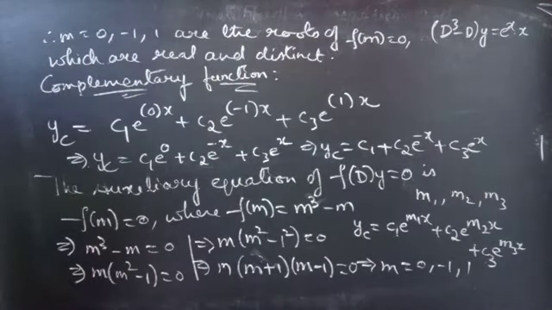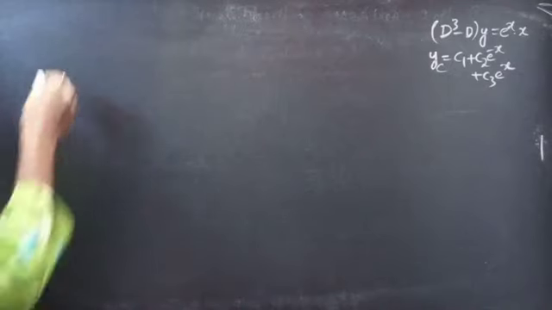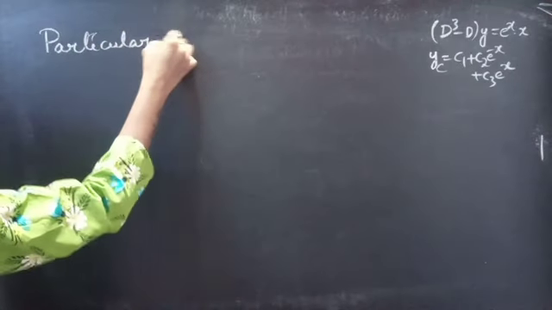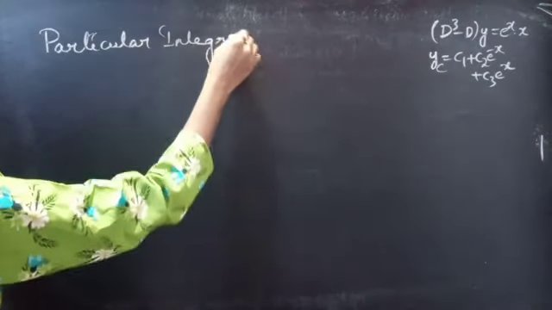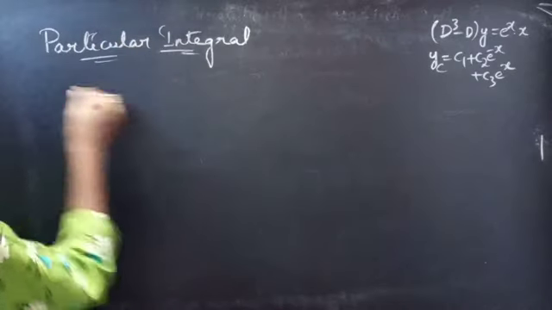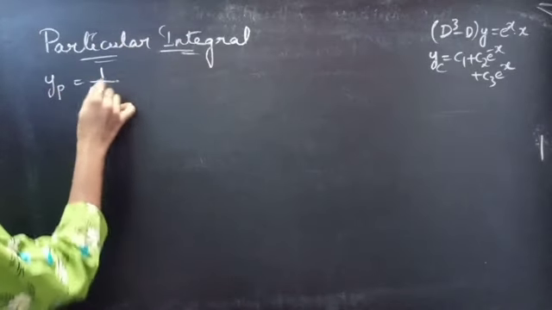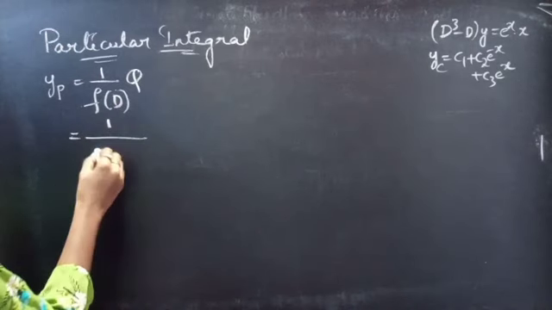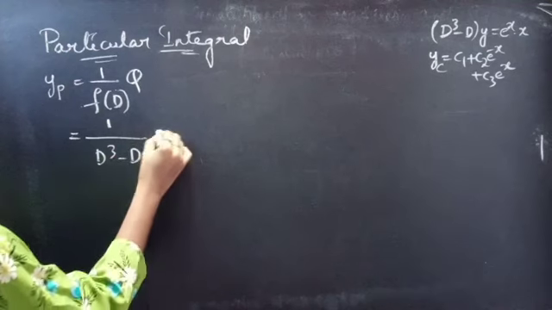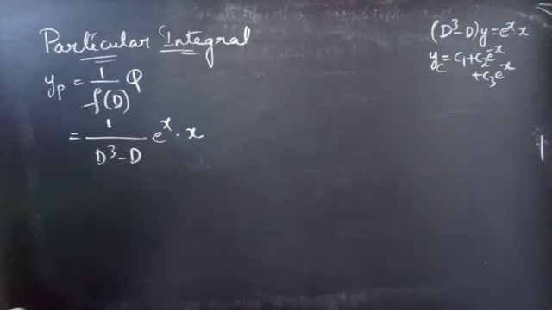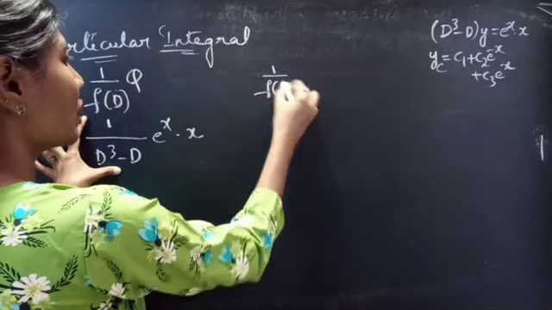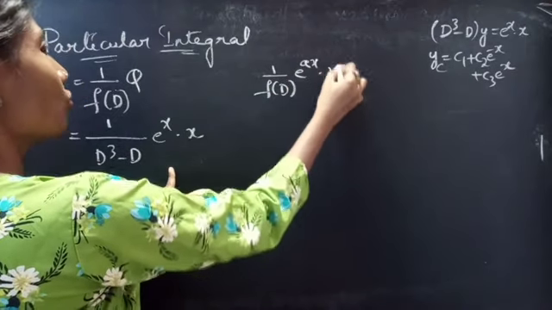Now let's find the particular integral. We'll find the particular integral using 1 by F of D into Q. We have F of D and Q, where F of D is D cube minus D and Q is e power x into x, right? Now, this is of the form 1 by F of D into e power ax into V, right?